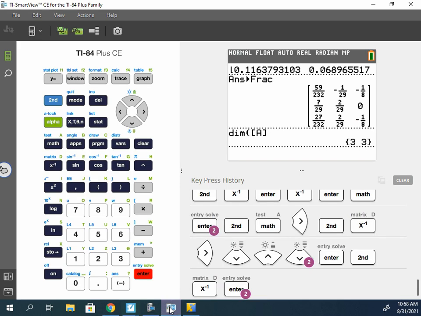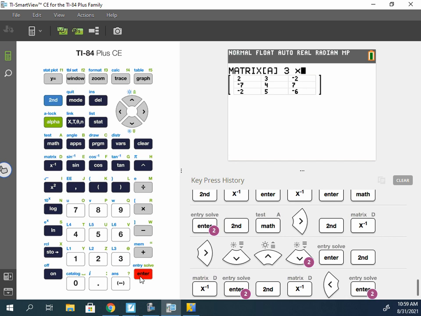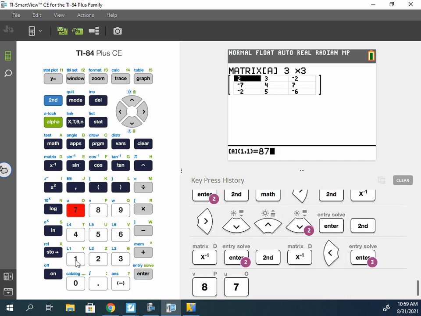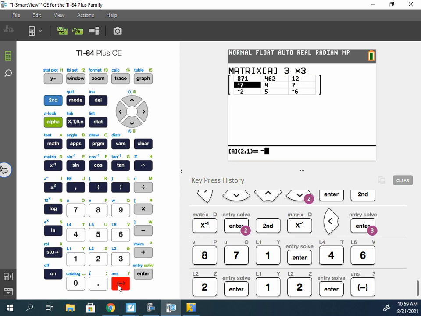So let's try it. If I wanted to put these in the calculator, first I'd have to put the matrices in, yes? So we can go over to Edit. They are a 3 by 3, both of them. So we can say 871, Enter, 462, 12, -689.